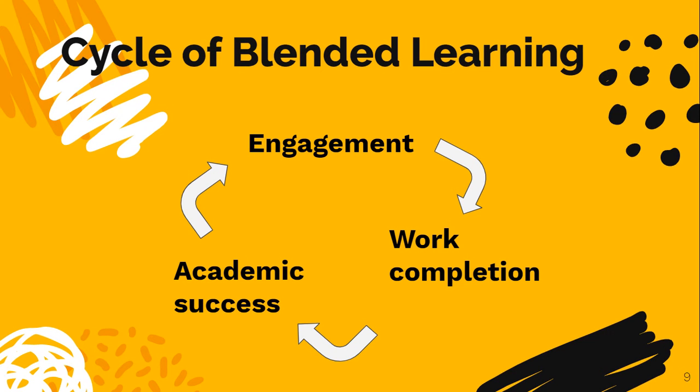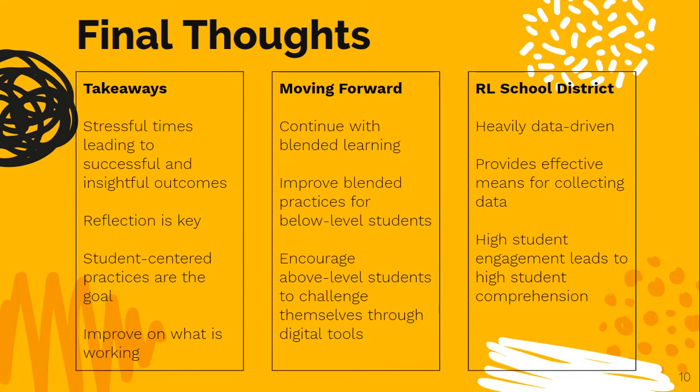I kind of came up with this as I was going through my paper and as I was going through this presentation. It's what I'm going to call my cycle of blended learning. It starts with engagement. Blended learning is more engaging for students. That engagement then leads to work completion, and that work completion is going to lead to academic success. The more academically successful students are, the more likely they are to be engaged, and it creates this nice little cycle, and we get more academically successful students.